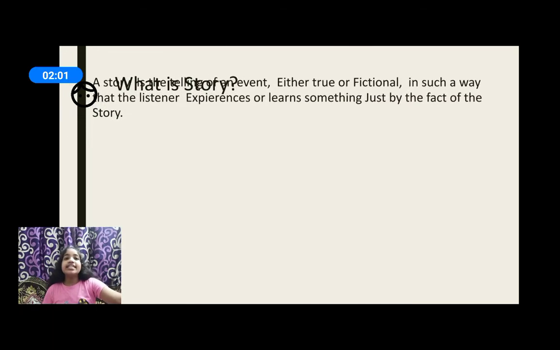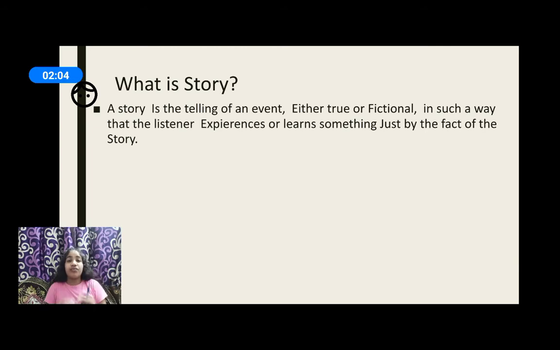So let's start. Now, what is a story? Let me tell you that a story is the telling of an event, something that is either true or fictional. We express it in such a way that the listener, when reading the story, gets an experience or learns something from it. For example, a couple's boat gets capsized, right? When we write the story, the listener should get interested in it and should learn something through that story. That is the important thing about a story.